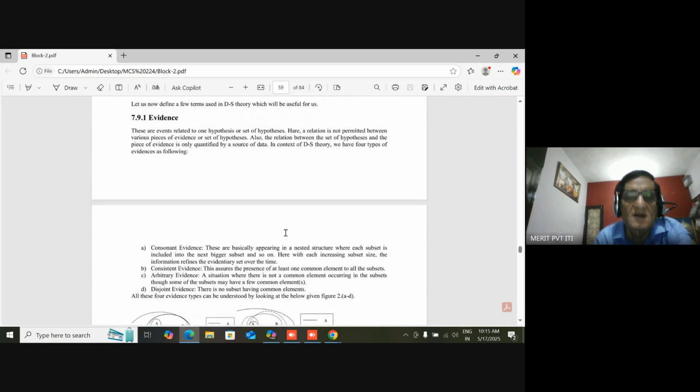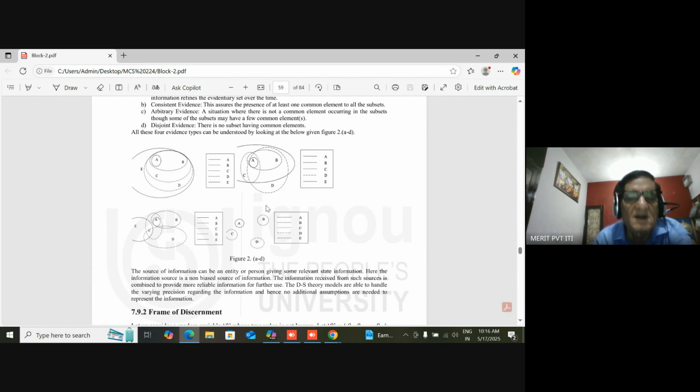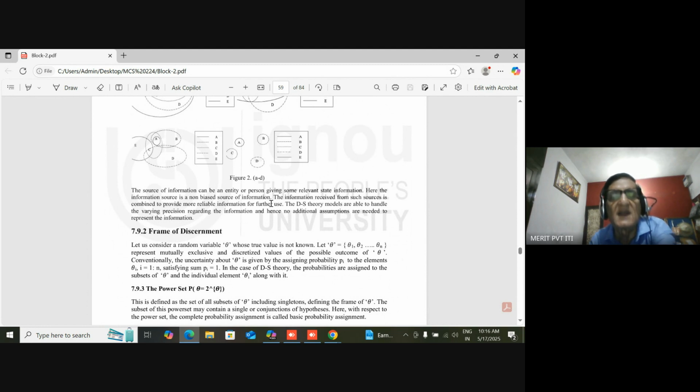So that is what you are talking about here, A, B, C, D, and all that. You can see that all these things are becoming conditional. These are separated, all that. The source of information can be an entity or person giving some relevant state information. Here, the information source is a non-biased source of information. The information received from such sources is combined to provide more reliable information for further use. The DS theory models are able to handle varying precision and all that.